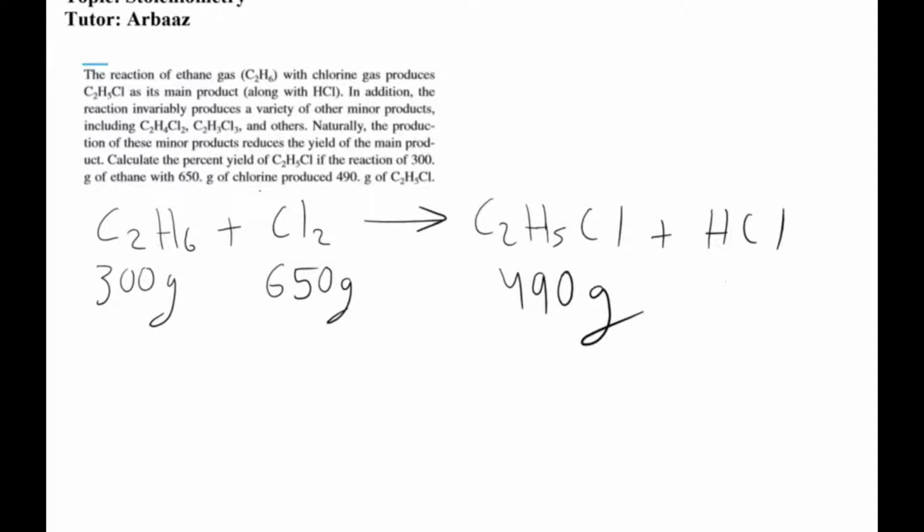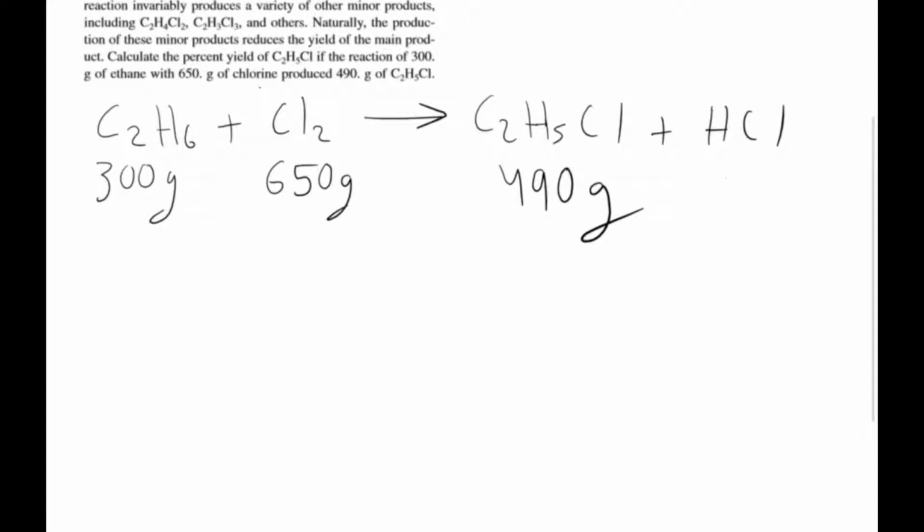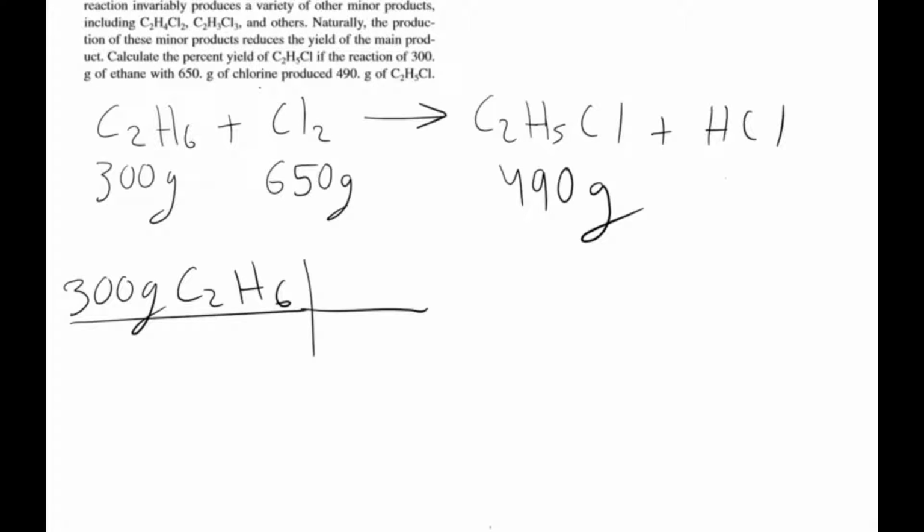If you just look at it straight off the bat, 300 grams and 650 grams, it's not right to just say that, since 300 is lesser, it might be the limiting reactant, because that will not be true. We have to compare everything in moles. So we're going to do dimensional analysis so that we can convert everything to moles using their molar mass, and then do mole-to-mole ratios, and thus figure out what the limiting reactant will be, and that will tell us what the theoretical yield will be.